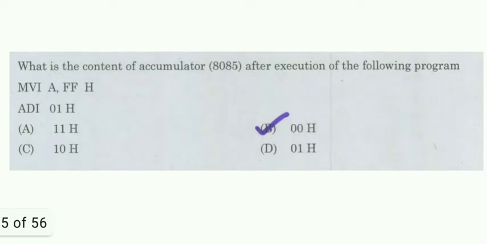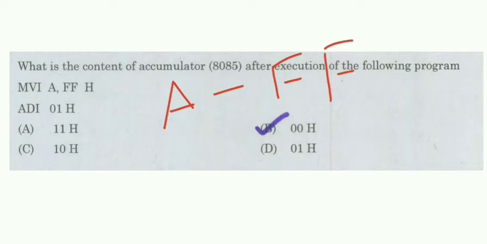Next one, what is the content of the accumulator in 8085 after execution of the following program? First one is MVI A, FFH. MVI A, FFH implies FF is stored into the accumulator. So after executing, what our accumulator contains is FF. Then ADI 01H. ADI 01 means add immediate, so we have to add 01 to the accumulator. Already in the accumulator I have FF.